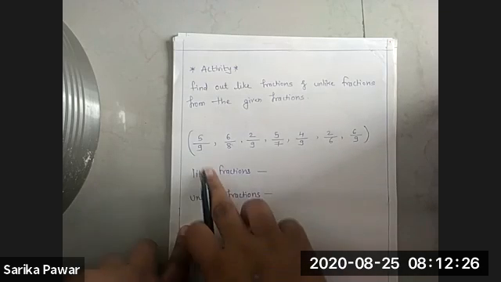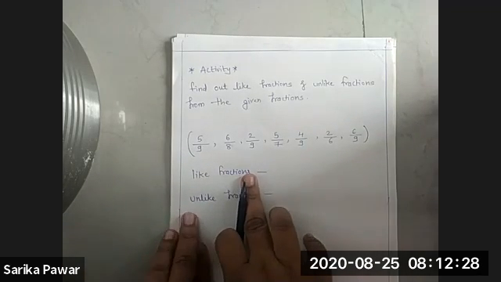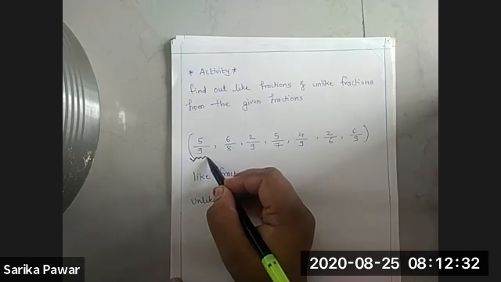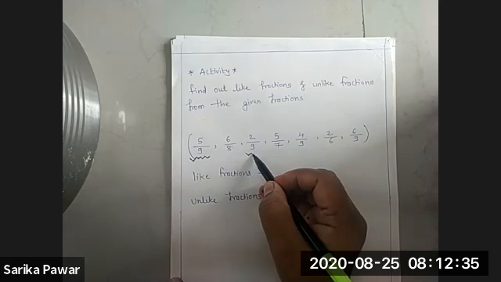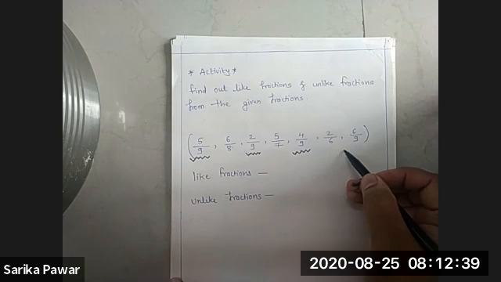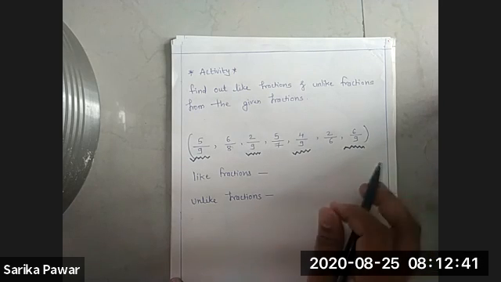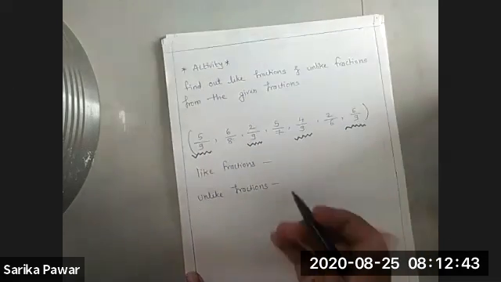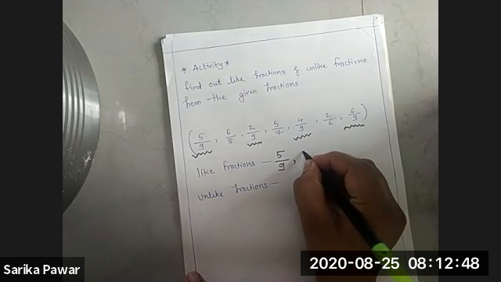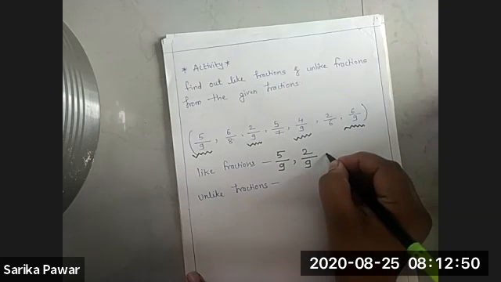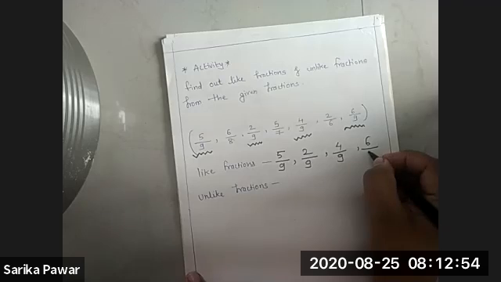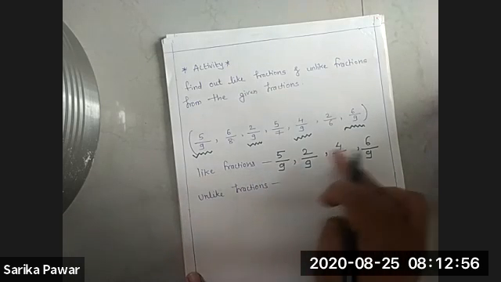Okay. Like fractions, here denominators are equal. So we can find the equal denominator. See here, 5 upon 9, 2 upon 9, 4 upon 9, and 6 upon 9. So we will make a list of it in like fraction: 5 upon 9, 2 upon 9, 4 upon 9, and 6 upon 9. Here are the like fractions.